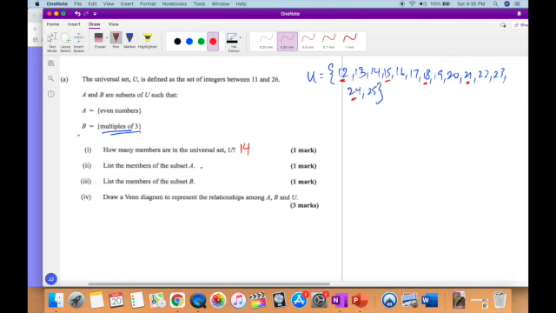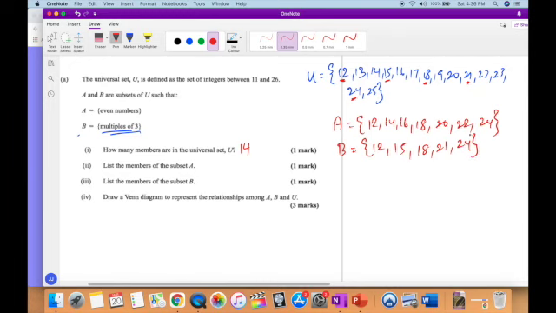List the members of the set A, the subset A. So A are the even numbers 12, 14, 16, 18, 20, 22, 24. B are the multiples of 3, so that's 12, 15, 18, 21, 24. You can see there that you have some intersection taking place. Draw a Venn diagram to represent.